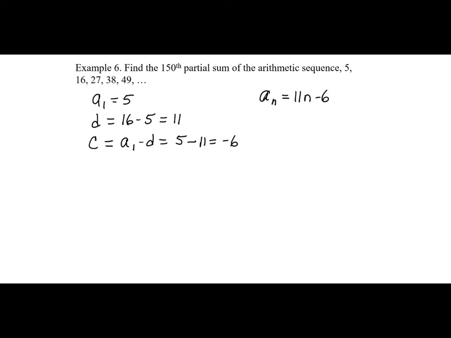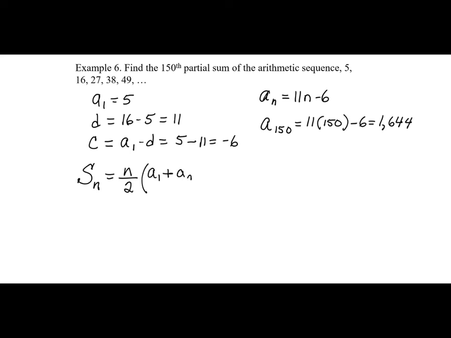So now that I have this, I can find the 150th term to use in my formula. So I have 11 times 150 minus 6. And this winds up being 1,644. So now that I know this, I can use S sub n is equal to the number of terms in the sequence over 2 times the first term plus the last term in the sequence.